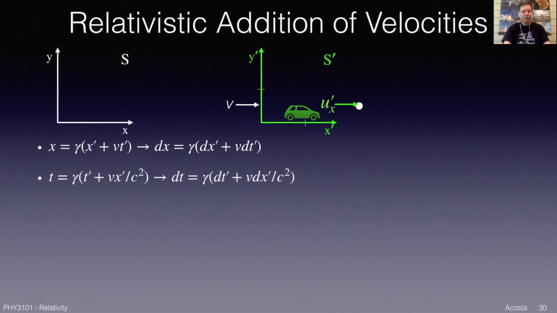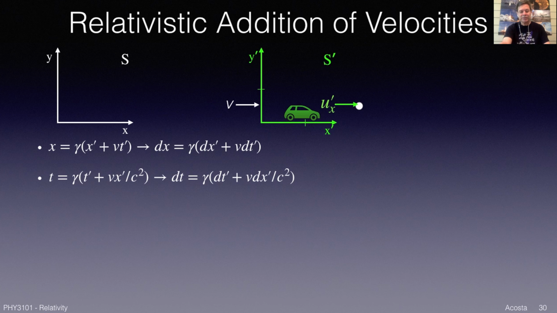Likewise, let's take the equation we learned for the transformation of time. Remember, time is not universal. And we had this other equation to get the time in the unprimed frame. It's gamma times the quantity, the time in the prime frame, t prime, and then mixing up a bit the space component, v x prime over c squared. Taking a differential of that, we get dt equals gamma, and then I have dt prime plus v dx prime over c squared. All right.